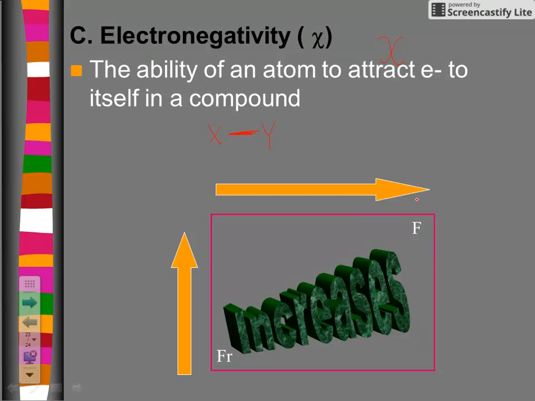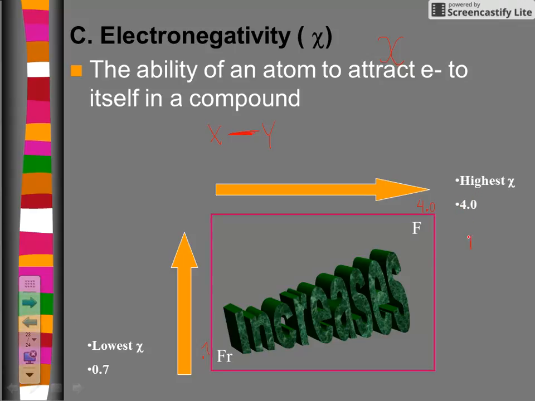Fluorine's electronegativity is 4.0. That's the highest this scale goes. And francium's is only 0.7. So francium does not pull very hard on electrons at all, whereas fluorine is going to pull very hard. He wants electrons so that he can fill his valence shell. Francium has the lowest electronegativity of our trend that we're looking at here, is a 0.7. Fluorine has the highest of 4.0.